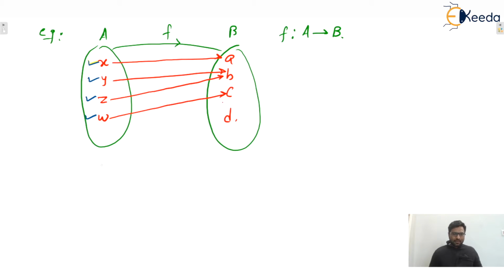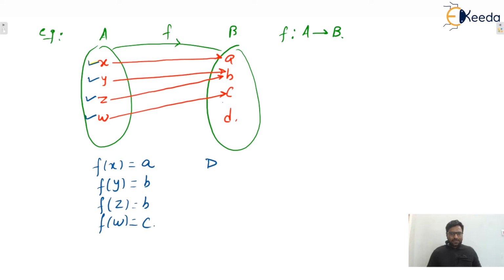So here, f of x is a, f of y is b, f of z is also b, and f of w is c. Now there are some technical terms regarding functions.